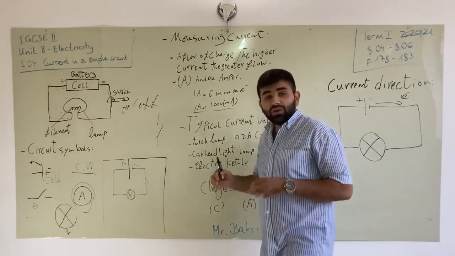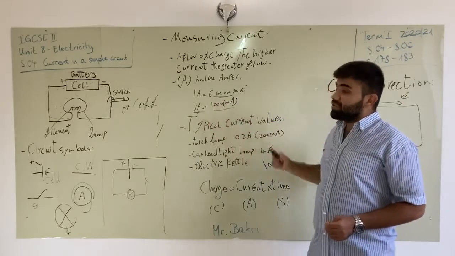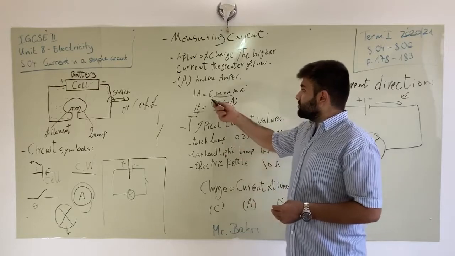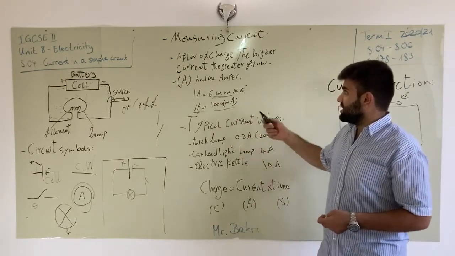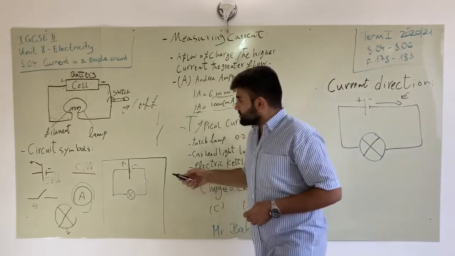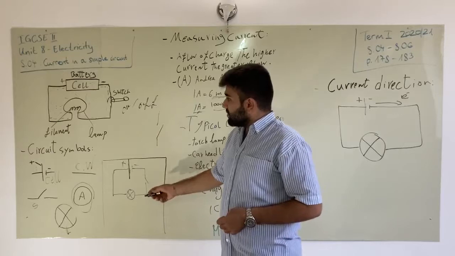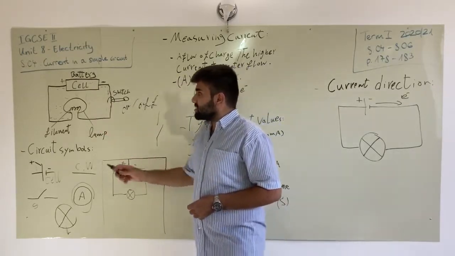So the more current we have, the more amperes, which means more flow of charge. More flow of charge means more current, as you can see here. So we go back to amperes for this circuit. How can I measure that? Well, there's an ammeter.